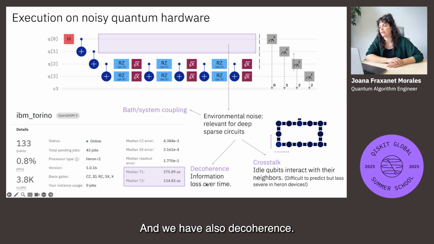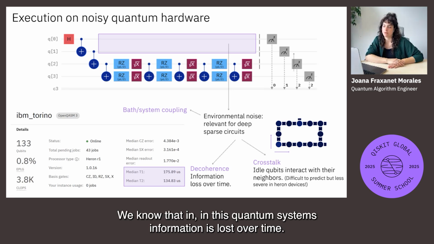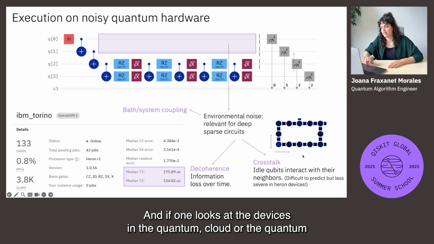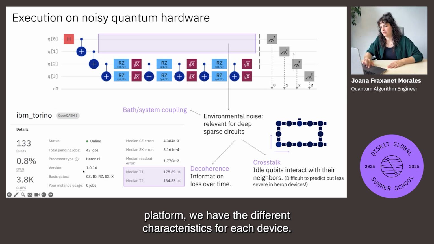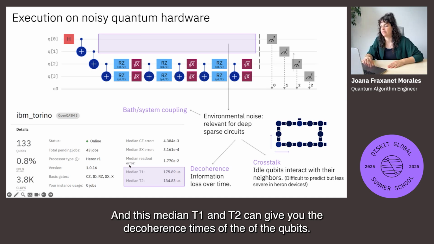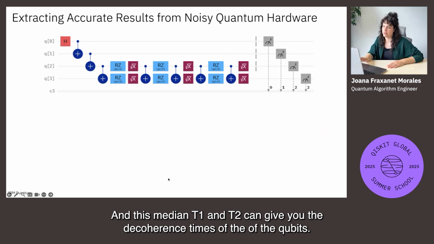And we have also decoherence. We know that in these quantum systems, information is lost over time. And if one looks at the devices in the quantum cloud or the quantum platform, we have the different characteristics for each device, and this median T1 and T2 can give you the decoherence times of the qubits.